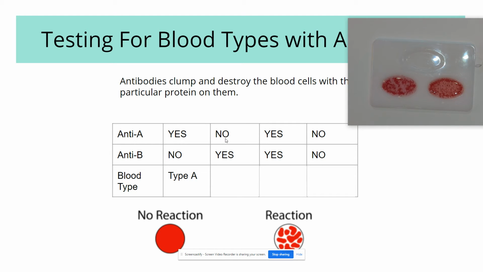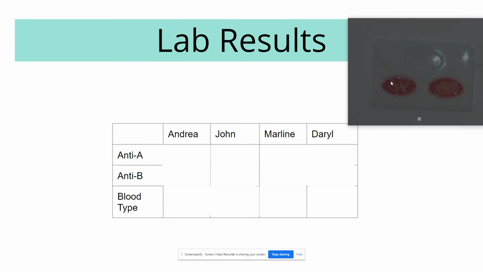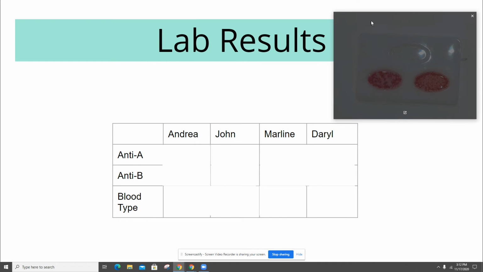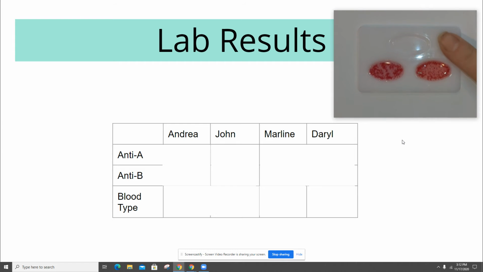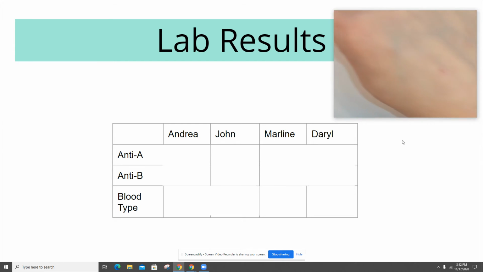If you had a no for the A and a yes for the B, that would mean you have type B blood. If you have a yes for both of them, like the example that's showing in my video right now, that would be type AB blood. And if you got a no reaction for both of them, you would have type O blood. So we're going to go ahead and test all of the people in this story and fill out this chart with their results. So the first one I'm going to show you are the results for Andrea.